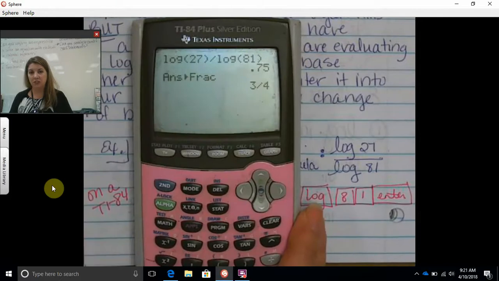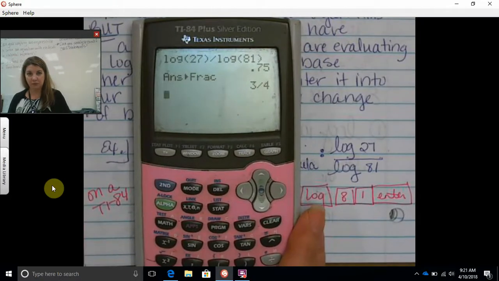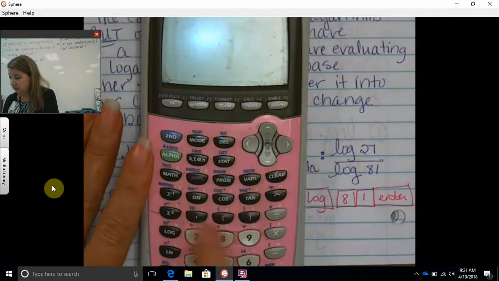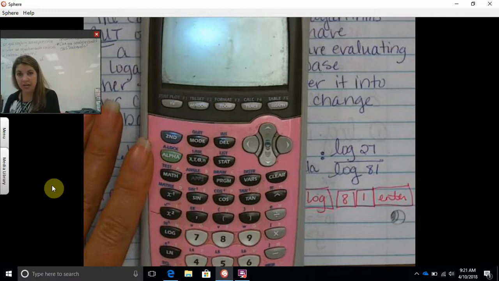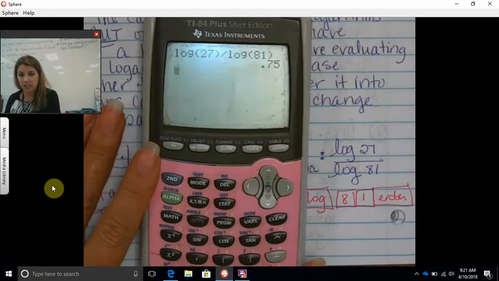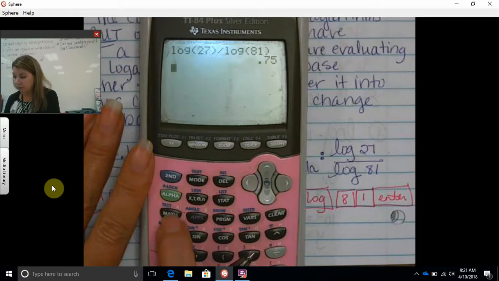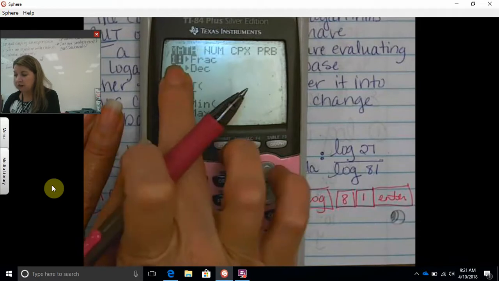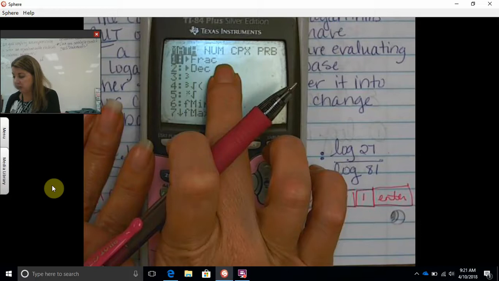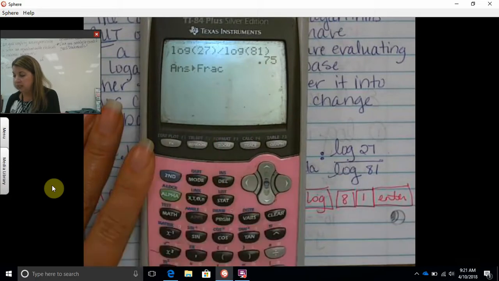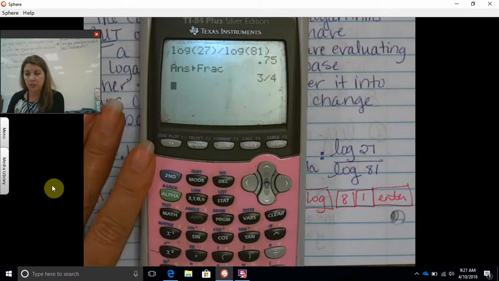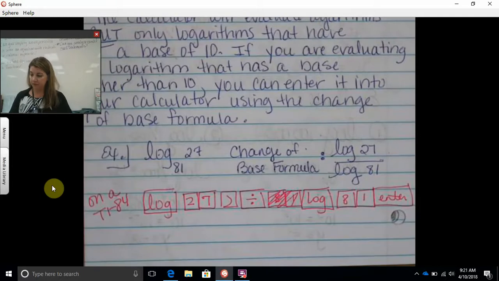You can also have your calculator change it to a fraction. To do that, I did log of 27 divided by log of 81. It gave me a decimal. Sorry, you can't see that. If you go up and hit the math key, option, you see FRAC's for fraction. If you hit option 1 and it comes up like that, hit enter again and it will convert that last answer to a fraction. Hopefully we know that 0.75 is the same thing as 3/4, but just in case. And there you go.